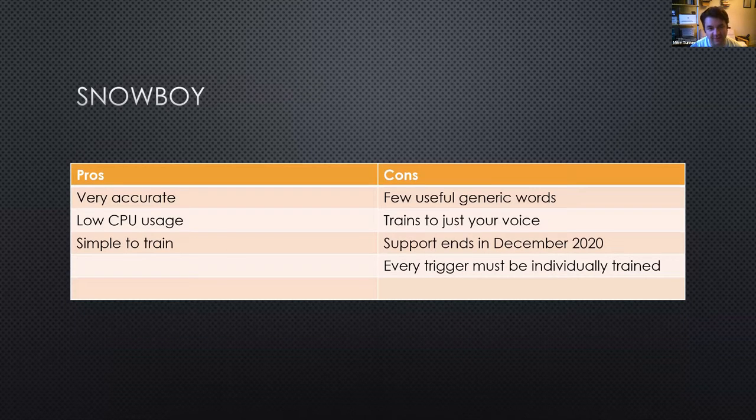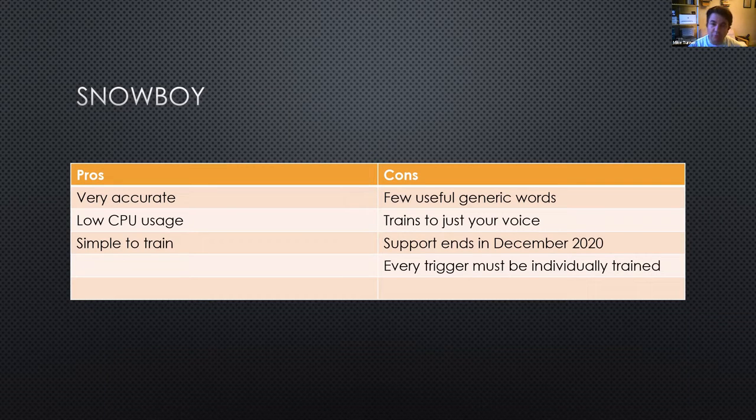Snowboy was quite interesting. It's really, really good at training to your voice. What you do is take three voice captures of yourself saying the word or phrase that you want it to work with. You upload those three captures to them, and they then generate an identification file that you can download and run.